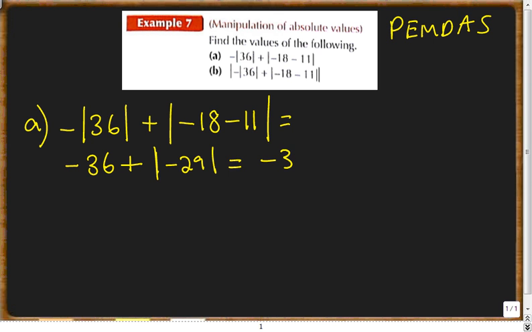So we get negative 36 plus 29, and that's going to equal negative 7. So overall, the answer was negative, because we're not doing the absolute value of the whole thing, but absolute value of only the parts.